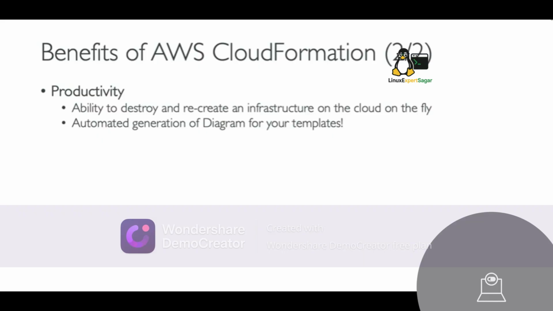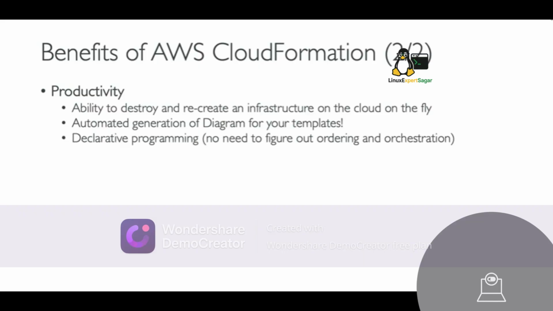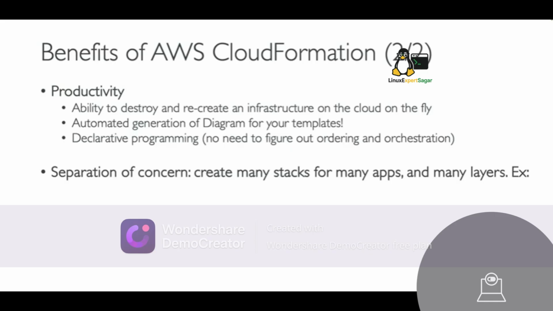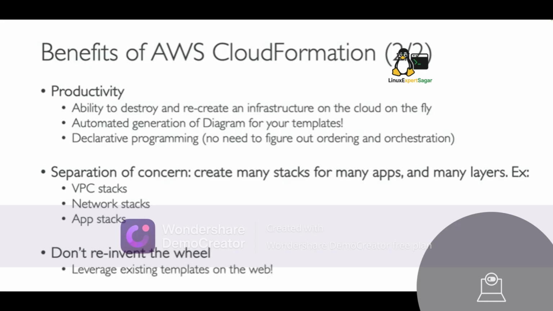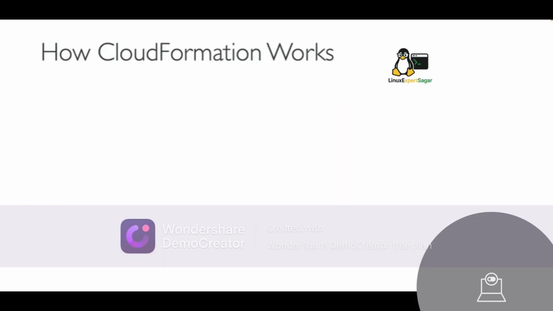You also have automated generation of diagrams for your template, which is very good for your architecture diagrams. And it's declarative programming. So you don't need to figure out the order of the creation of the resources and the orchestration of things. All these things are done by CloudFormation for you. There's also a separation of concern. You can create many CloudFormation stacks for many applications and many layers. For example, you may want to have stacks for your network and your VPCs. You may want to have stacks for your applications and so on. Finally, you don't reinvent the wheel because you can leverage existing templates on the web and the documentation to quickly write your CloudFormation templates.